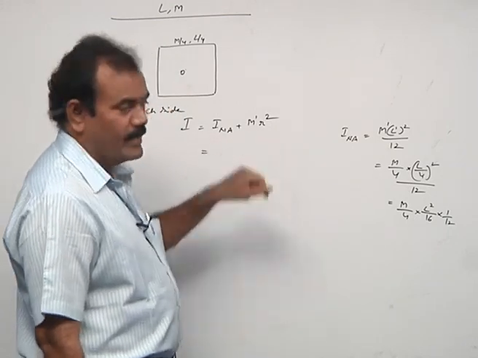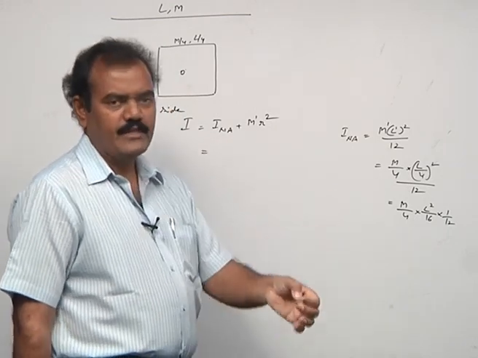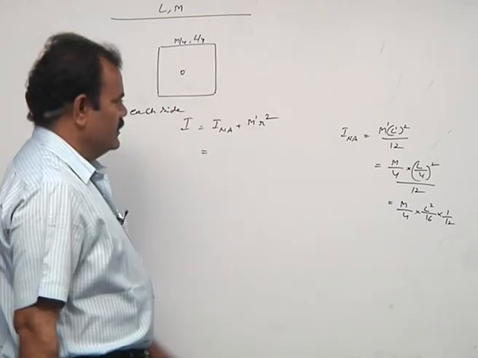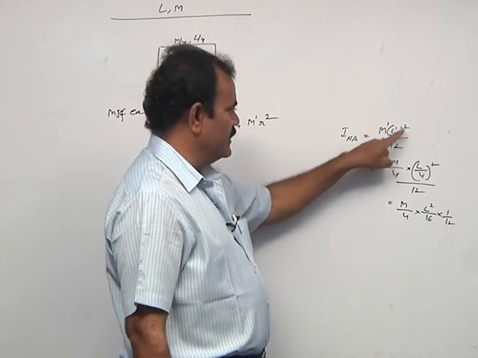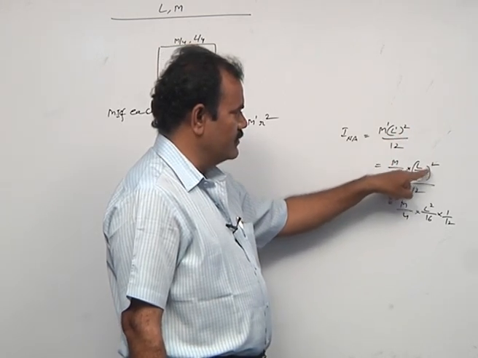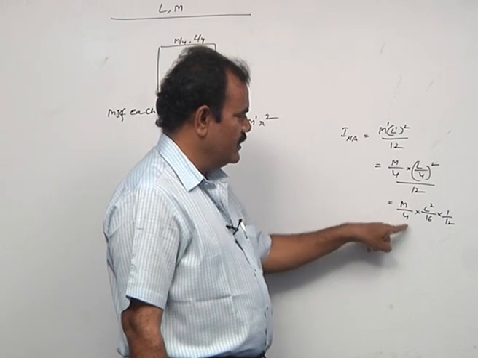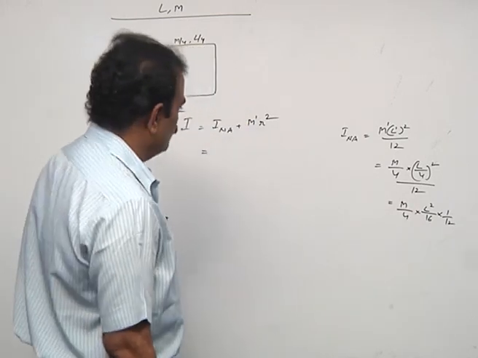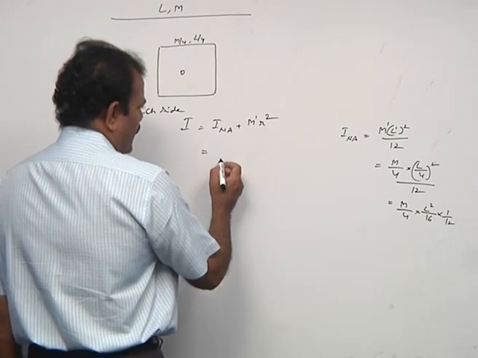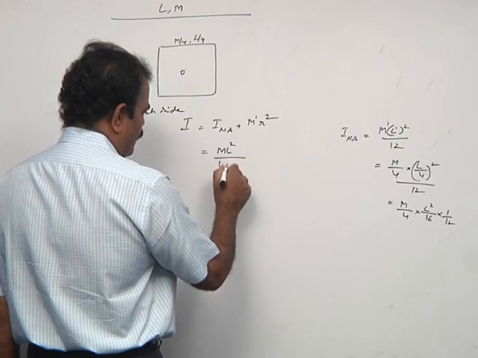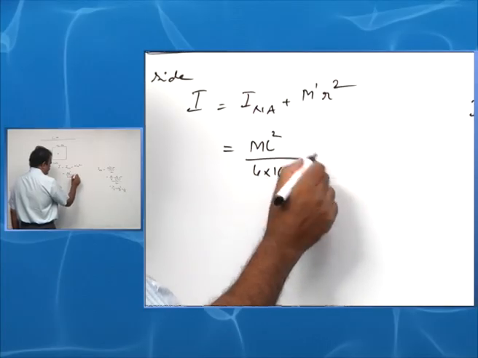Here we have applied the parallel axis theorem, because two axes are appearing there, but you are going to determine the moment of inertia about this axis only. It is I_NA is equal to m dash L dash square by 12, m dash is m by 4, L dash is L by 4 whole square by 12. Then you get this answer, that is ml square by 4 into 16 into 12.